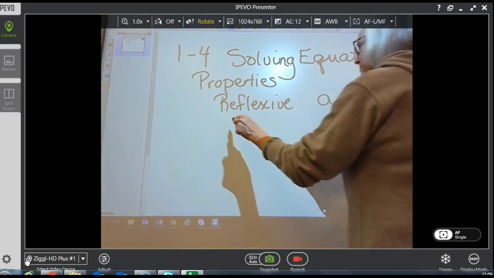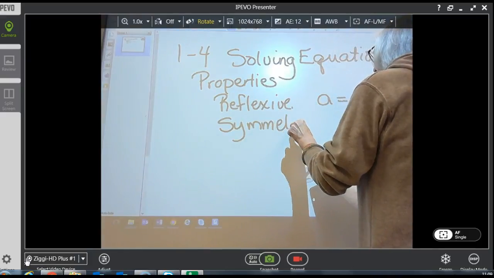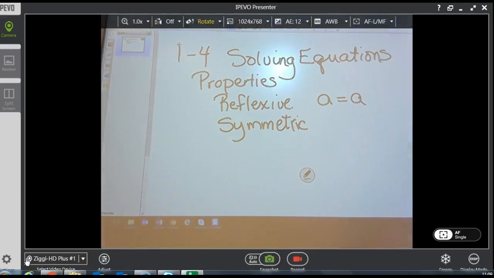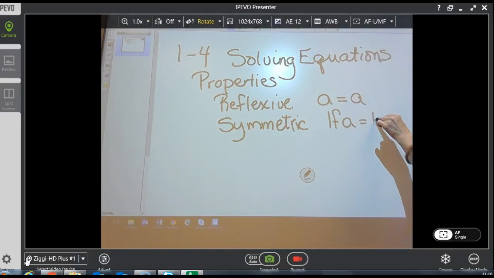If we do symmetric, symmetrical. If you look down your sides of your body, they're never the same. They're a little bit different. So if A is equal to B, then B equals A. So they're just going to switch. They aren't exactly the same. They're going to switch with each other.